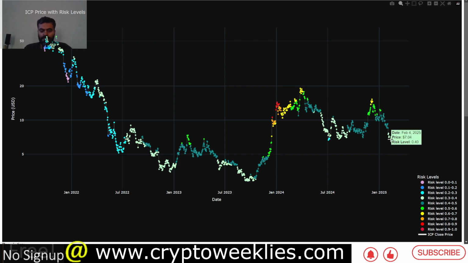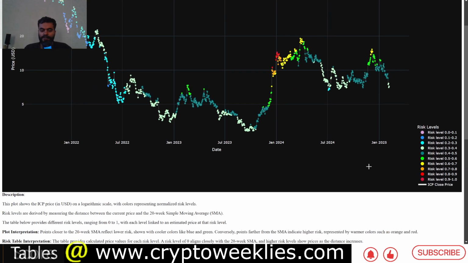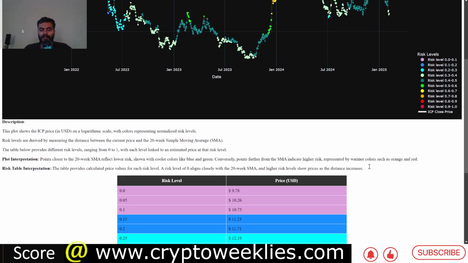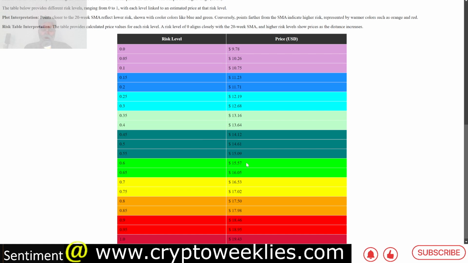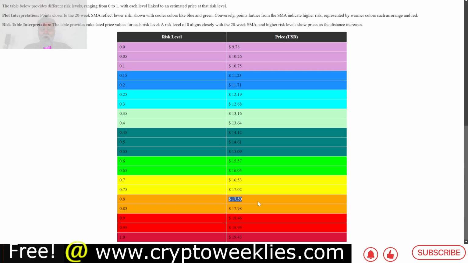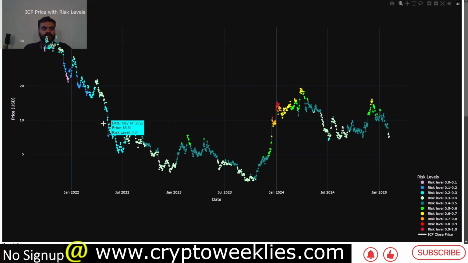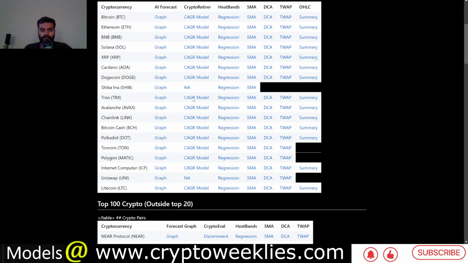Again, the purpose of this model is more towards identifying the risk level based on what the price is doing with respect to the simple moving average, that is the 20-week simple moving average. The risk is at around 40% at this time. That means potentially 60% reward and 40% risk. If we're looking at price at some of the key risk levels per this model, the moderate price target for ICP in the short term is between $16 and about $17.50, and the higher end of the target is between $17.50 and about $20. So that's the SMA based model.